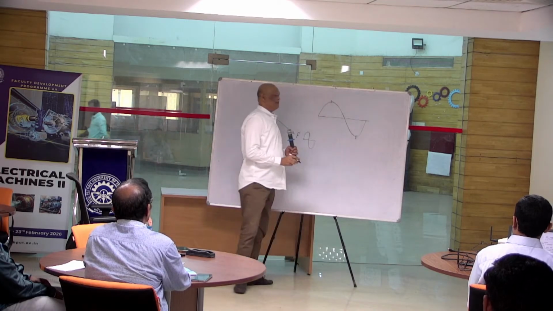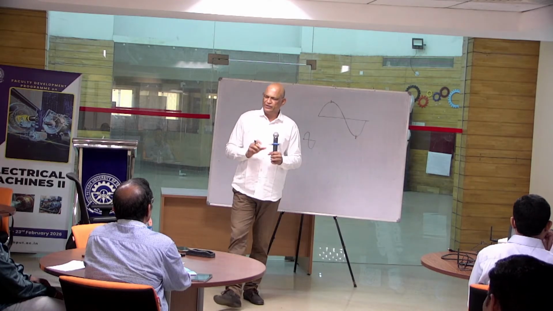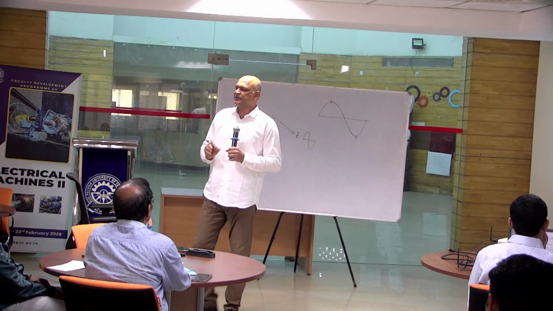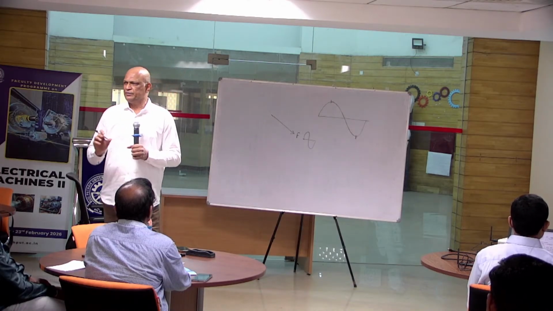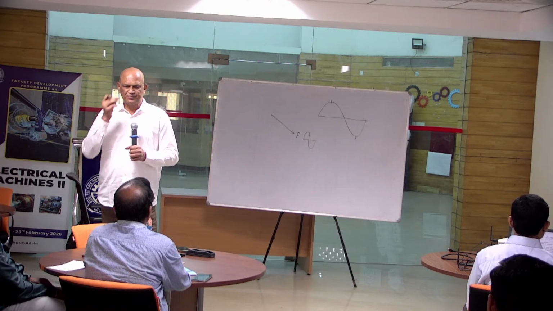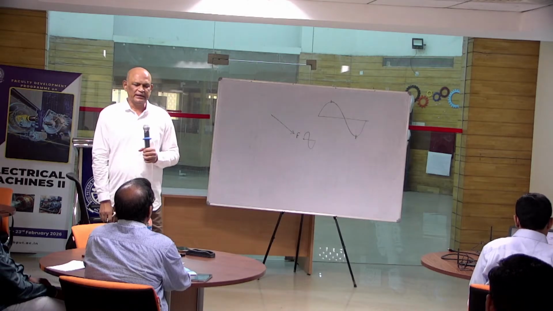So any wave, if it is sinusoidally varying, that can be represented by using sine or cos also. Okay, because the shape will be same. Continuously, if we see, the shape will be same.